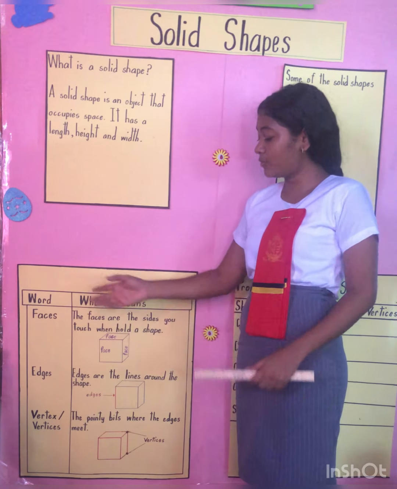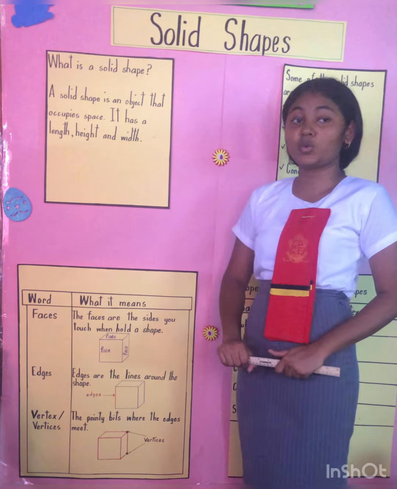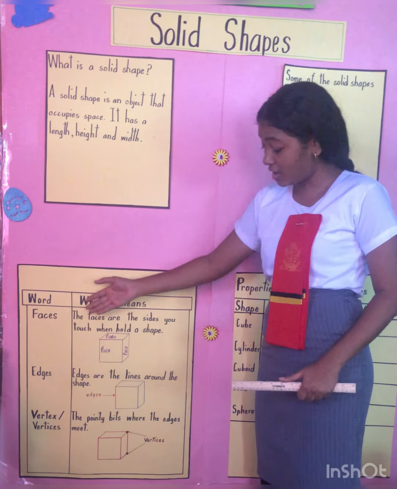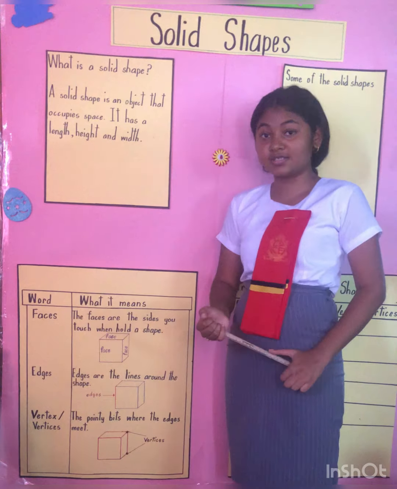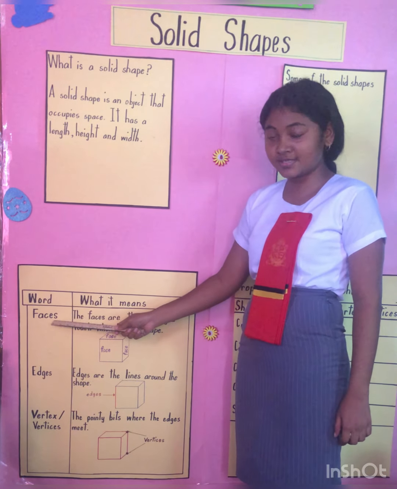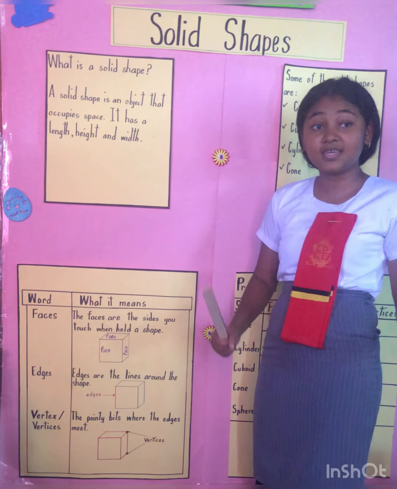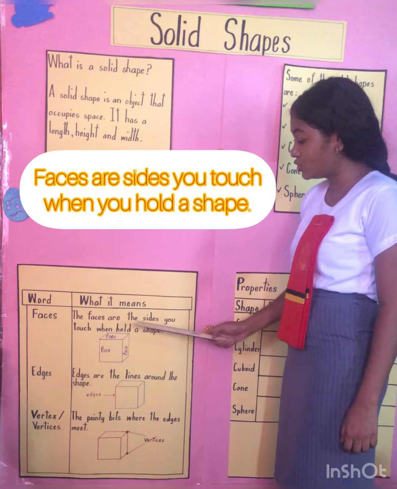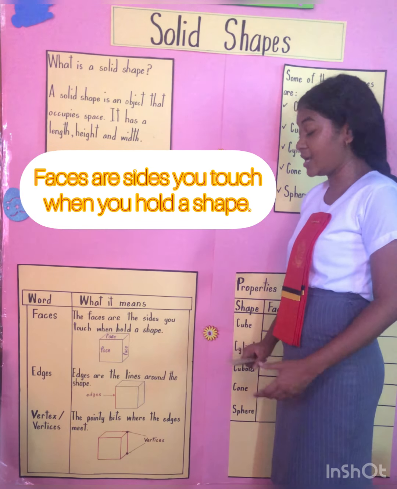So class, here we have a chart and it is showing us the words that we just talked about, and it is also showing us the meaning of these words. Now let us read together. So we have faces. Let us read what it means. The faces are the sides that you touch when you hold a shape.